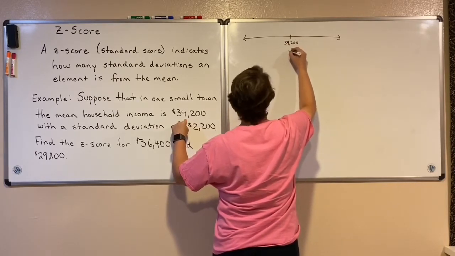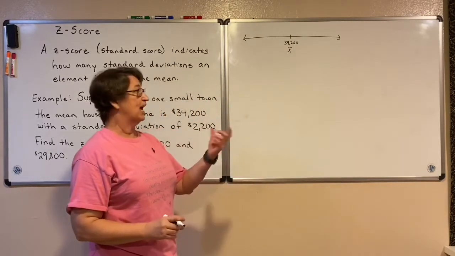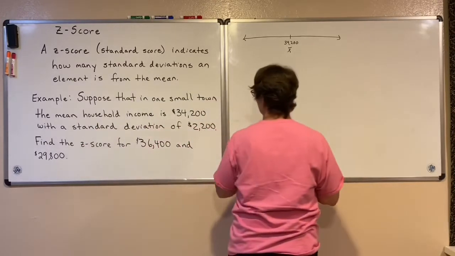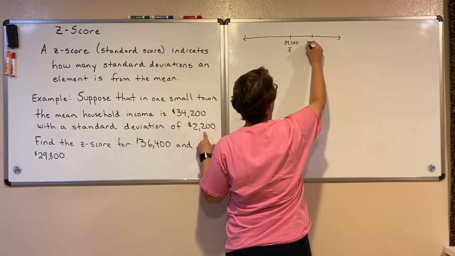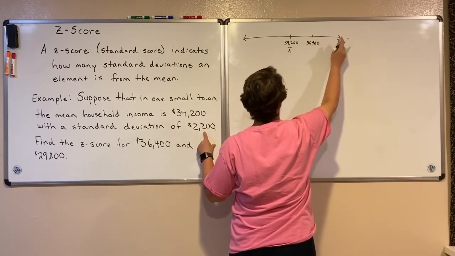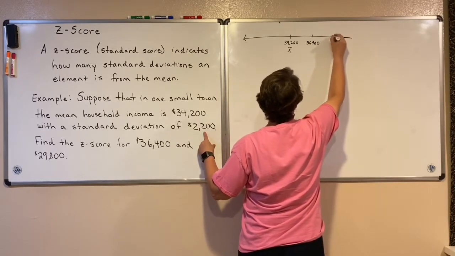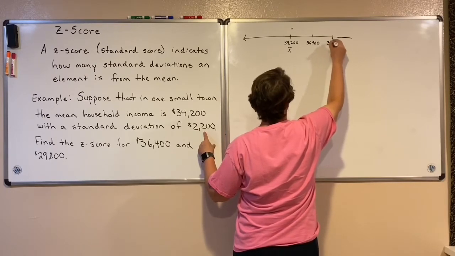That is my mean. Then I'm going to add my standard deviation, 1 at a time. So the average distance that a data point is from the mean is 2,200. If I add that, I get 36,400. I'm going to do that again. I'm going to add it again, and I get 38,600.